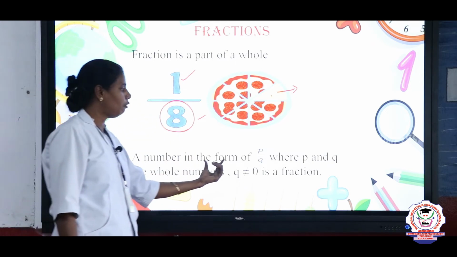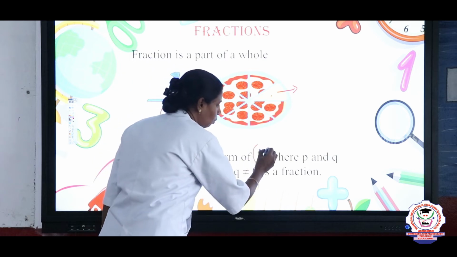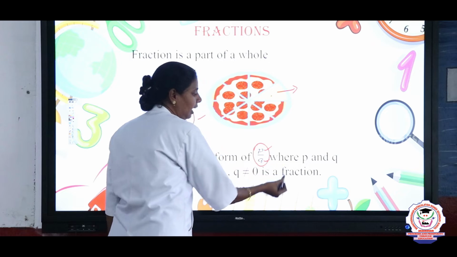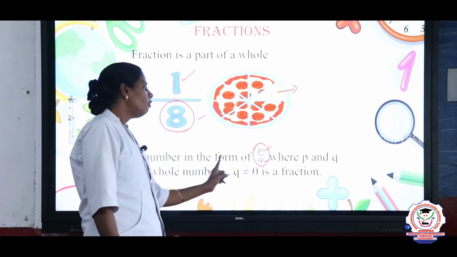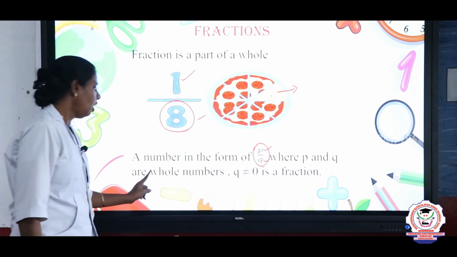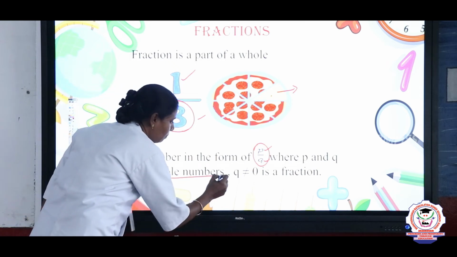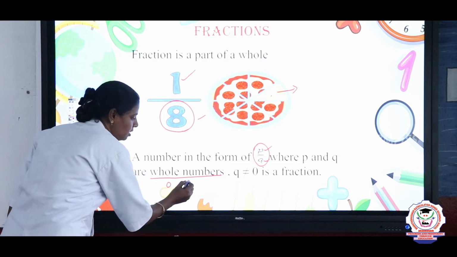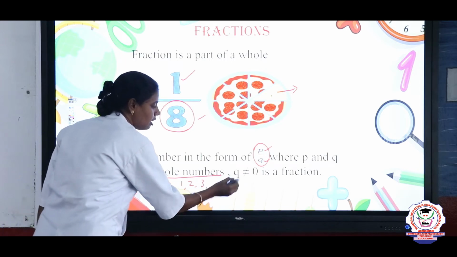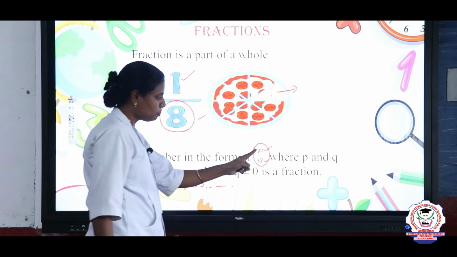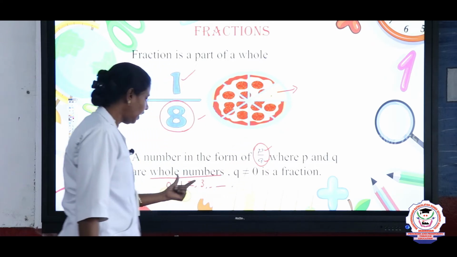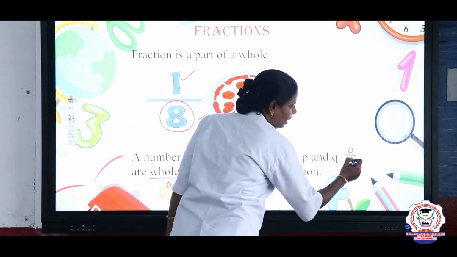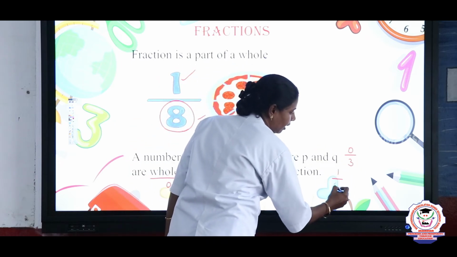See, a number in the form of p by q. P by q is nothing but a fraction number, numerator by denominator. So, where p and q are whole numbers. You know whole numbers now? What is whole numbers? 0, 1, 2, 3 till etc. are whole numbers. Instead of this p and q, we are going to take whole numbers. That is, we can put 0 by 3, 1 by 5.